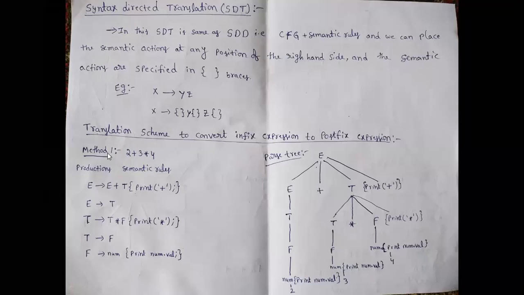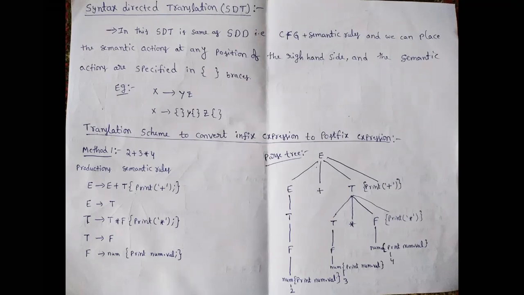In the previous class we wrote productions with semantic rules. Based on an expression, we wrote the productions as well as the semantic rules.